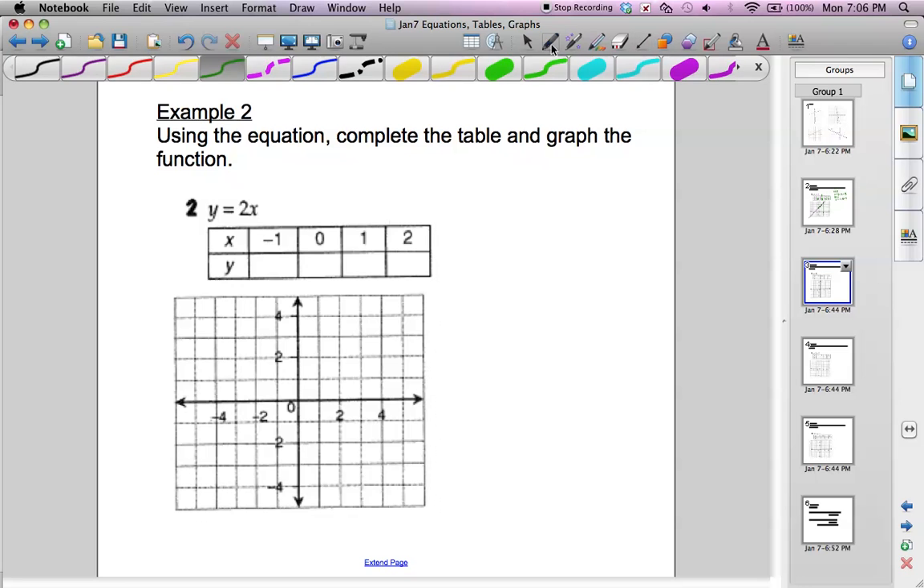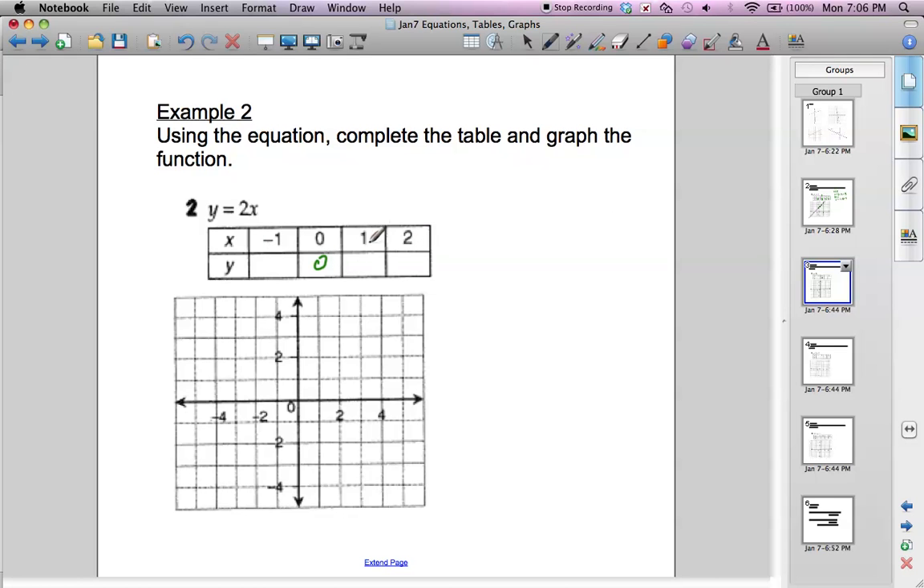Next example, we've got y equals 2x, so y equals 2 times x. So I'm just going to multiply all these values by 2. So 0 times 2 is 0, 1 times 2 is 2, 2 times 2 is 4, 2 times negative 1 gives you negative 2. So there's all of our points. We have negative 1, 2. We have 0, 0. We have 1, 2. We have 2, 4.